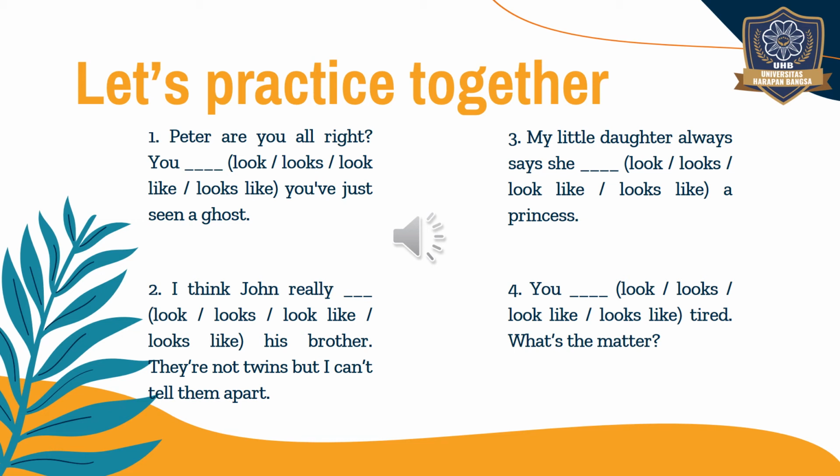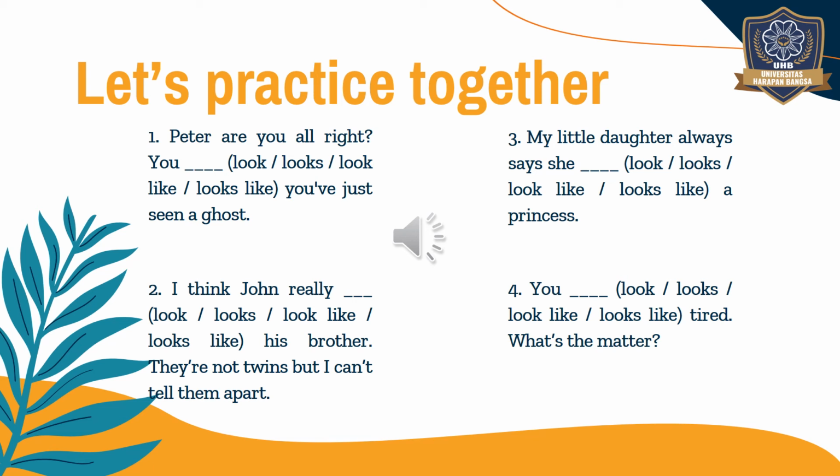Number 2, I think John really blank his brother. They're not twins, but I can tell them apart. Here, after the blank space is followed by a noun. His brother is an example of a noun. So the correct answer is looks like, because the subject is John. So, I think John really looks like his brother.